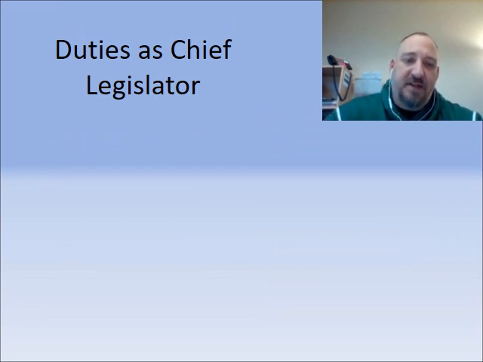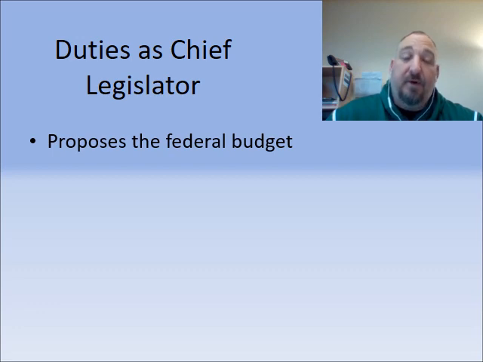Duties as chief legislature. He proposes a federal budget. So he just brings forth, stating, hey guys, this is what I think the budget should be for the year. That is something, though, again, part of the checks and balance system. Anything that has to do with money needs to be approved by the House of Representatives. Remember, the House of Representatives controls the money within the nation.